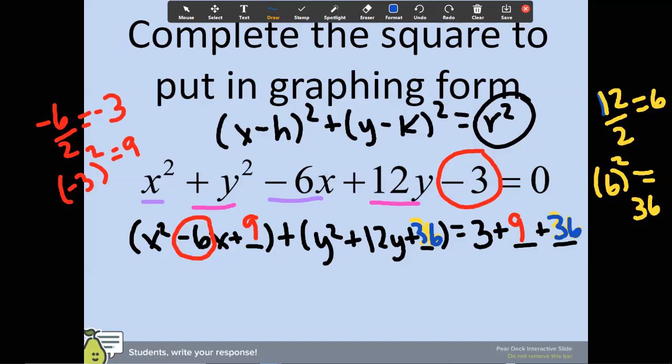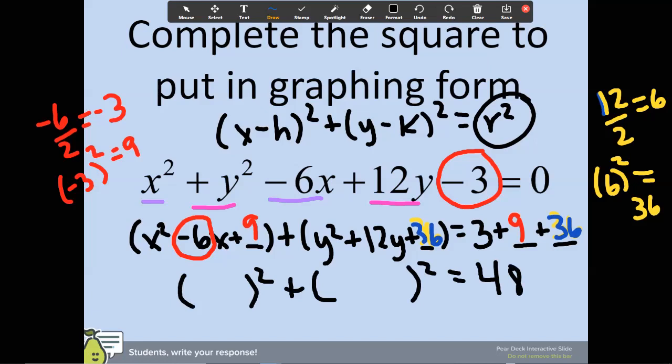So now when I write this, the whole point of this was to get this to be a square, this to be a square, equals some number. On the other side, when I am working that out, I'm going to have a 12 plus 36. I end up with 48 on the other side. That's my R squared. Don't worry about that. That's the number that goes there.